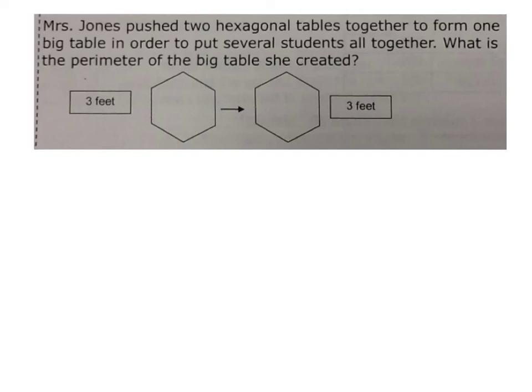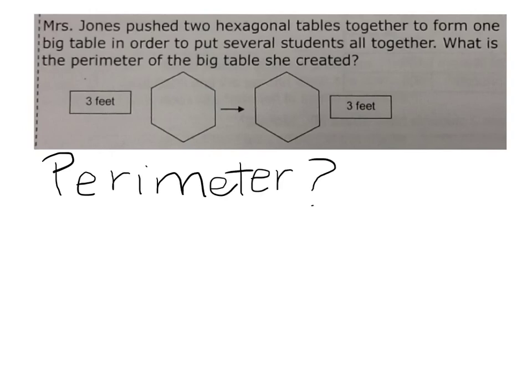I'd like you to try this one on your own. Mrs. Jones pushed 2 hexagonal tables together to form one big table in order to put several students all together. What is the perimeter of the big table she created? Remember, think about the definition of perimeter and what it means. Think about what operation you might use to solve for the perimeter.